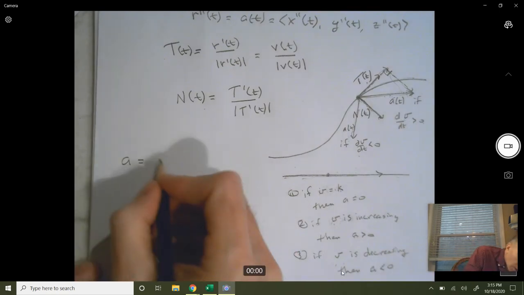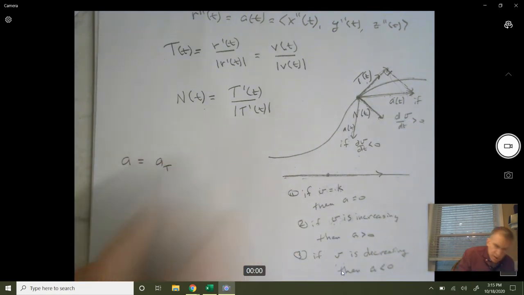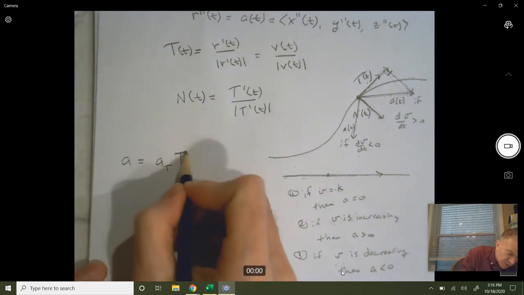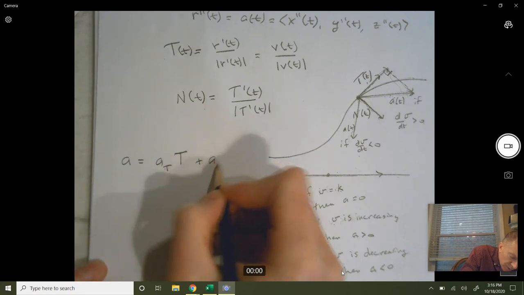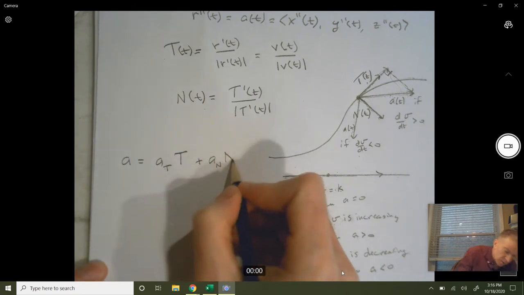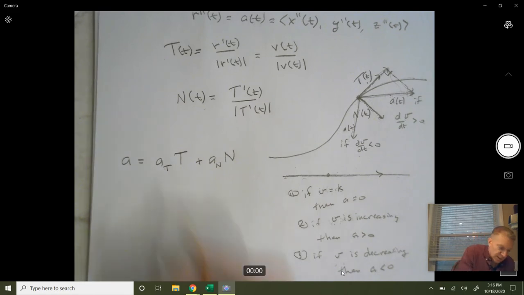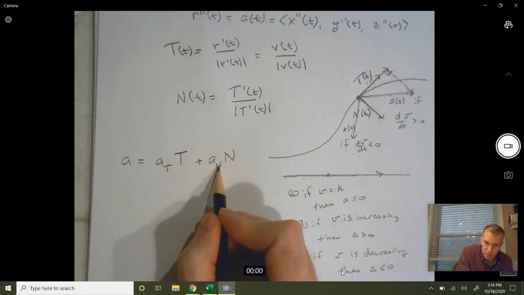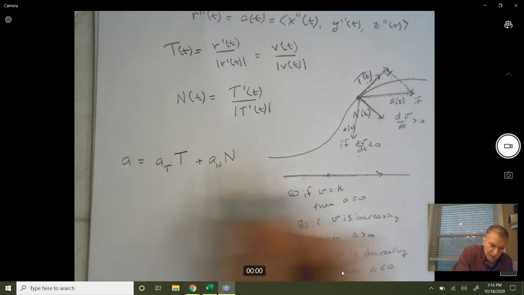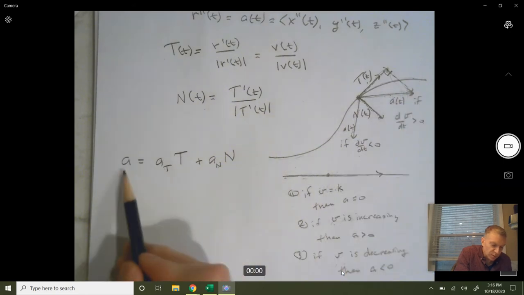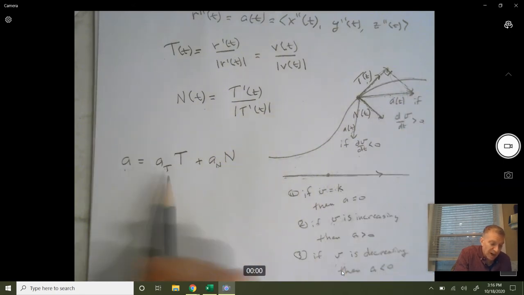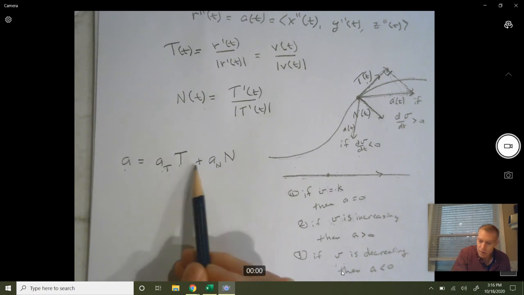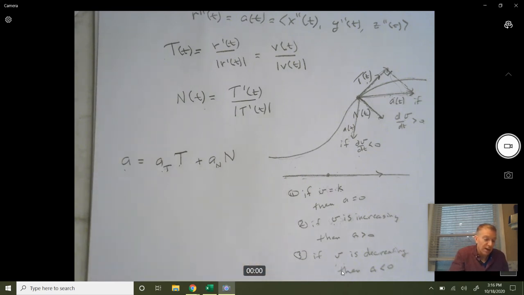Okay. And what we're going to call those components, a sub t is a scalar. That's the tangential component of the acceleration multiplied by the unit tangent vector, plus the normal component of the acceleration multiplied by your unit normal vector. This is your tangential component of acceleration, and this is your normal component of acceleration. So if you have a particle moving along any curve, your acceleration vector can be broken down into a component in the direction of your tangent plus a component in the direction of your normal. Okay, now how do we find these things? Well, there's a couple ways to find these things.